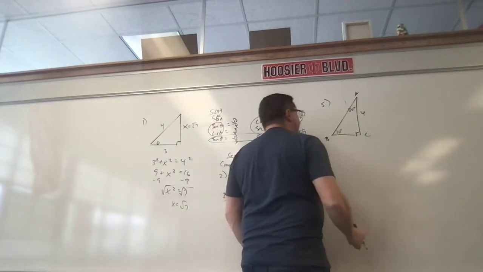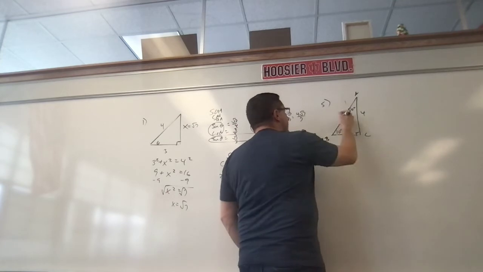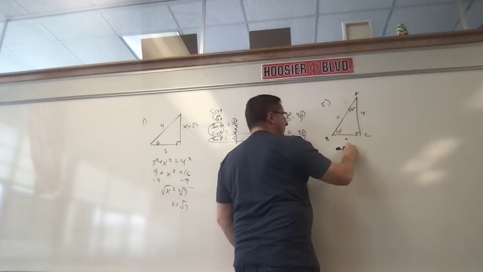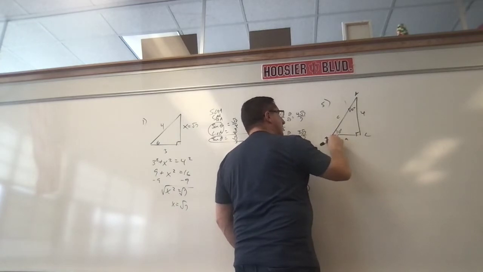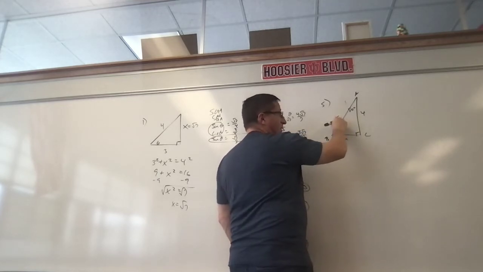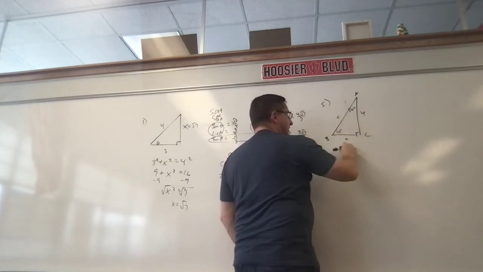All right, so let's do this. I want to find little a and little c, okay? I'm going to find little a first. It doesn't matter if I use angle B or angle A. I'm going to use angle B. But if I want to find little a, I want to use this side. I don't want to use this side because I don't know what it is. So we're going to use this side and this side. So this is opposite and this is adjacent.